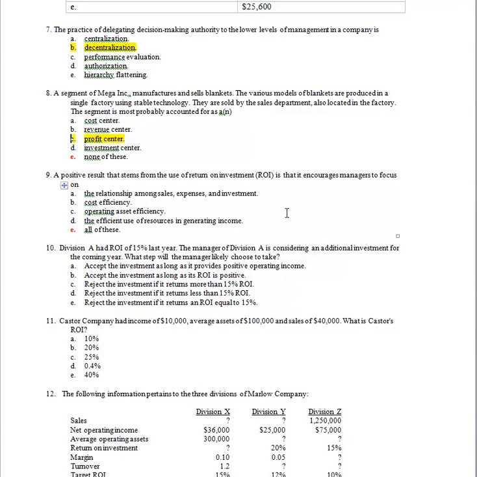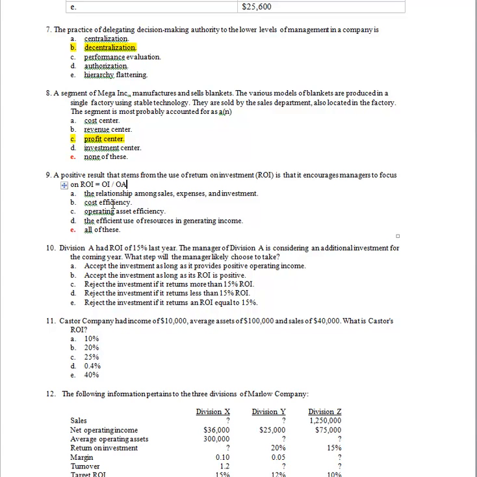Number 9 says a positive result that stems from the use of ROI is that it encourages managers to focus on. This is just coming from a slide that we went over in class. Has a focus on the relationship among sales, expenses, and investment. Well, that's a true statement, right? Because for ROI, it's income. So if we write down the formula, ROI equals operating income divided by operating assets. Income comes from sales and expenses, so that's true.